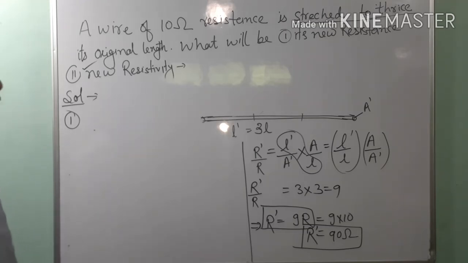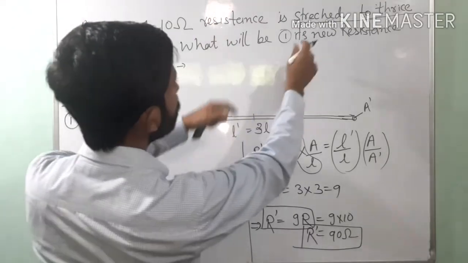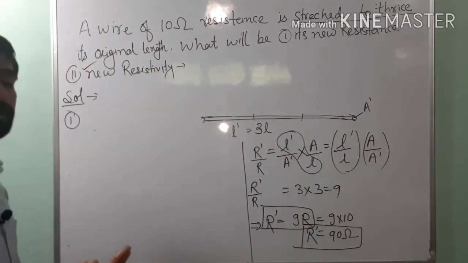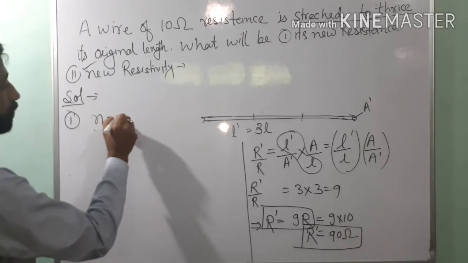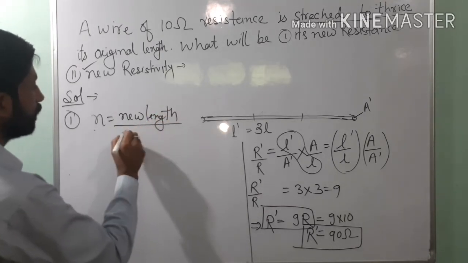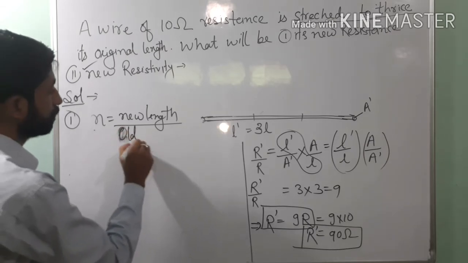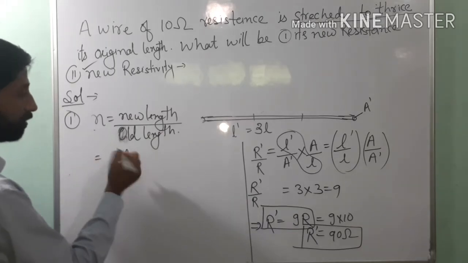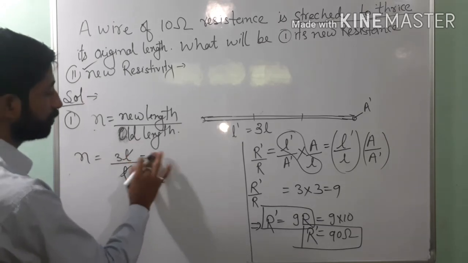Another method to solve this question, that will be very simple, because you cannot do such a lengthy solution in the examination period, because it is going to consume a lot more time. So simply focus on the question. The wire is stretched 3 times. So by what factor, by how many times, has the wire been increased? So here N is equal to new length over old length, or the new length is equal to 3 times the initial length. So this is equal to how much?